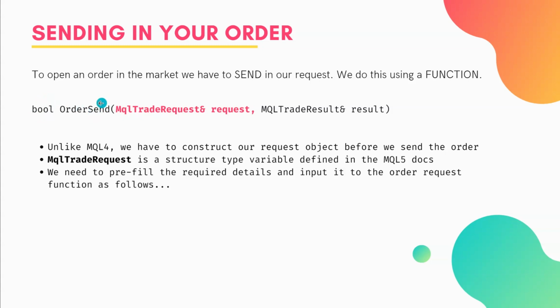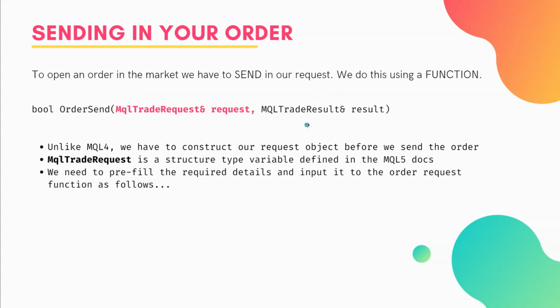We use OrderSend to send our request. Then we have to put two special types of objects into the function: an MQL trade request object and an MQL trade result object.